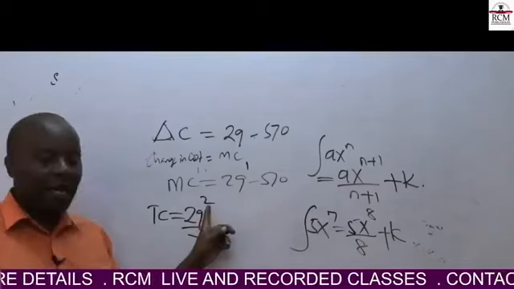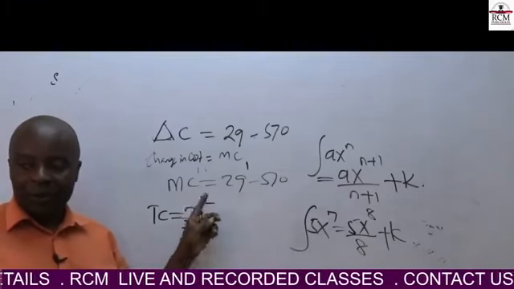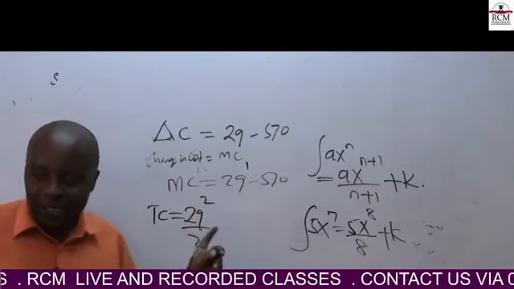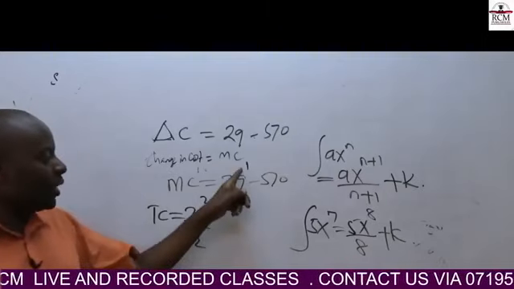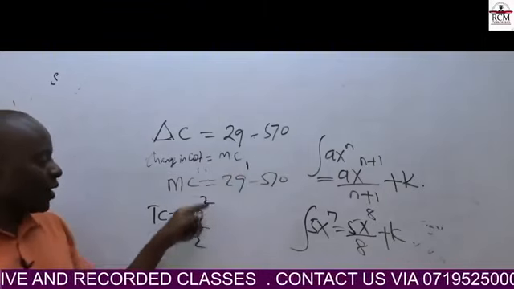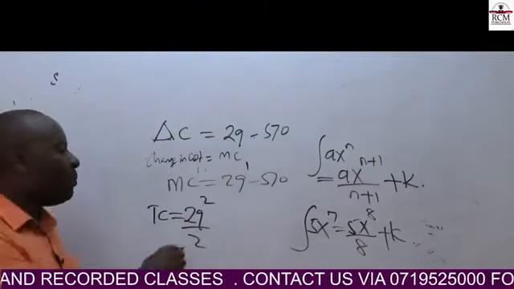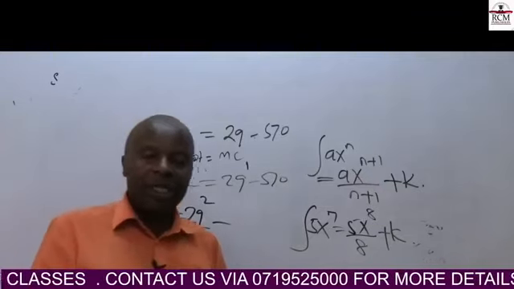Are you able to see how I got the squared? Yes, I took the implied 1. 1 plus 1 is 2, divided by the new power, which is 2. Minus, of course, this is not differentiation where the power disappears. This is integration where we are putting things together.